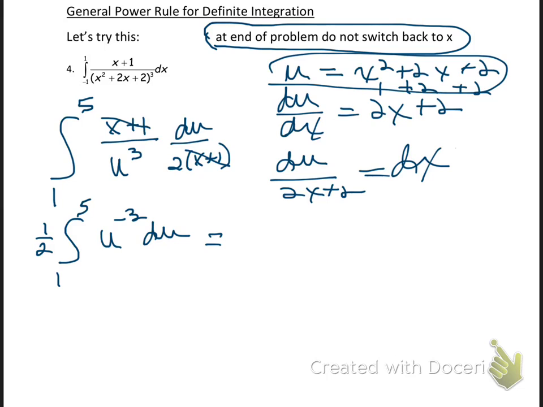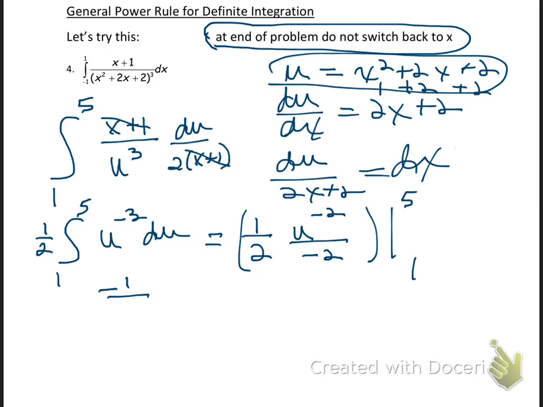So that's going to equal, the 1/2 comes back now. I have u, if you add a positive 1 to negative 3, I get a negative 2. And then I divide by negative 2. And I'm going to evaluate all of this from 5 to 1. But first I'm going to clean it up a little bit. So what I am seeing is that I have negative 1/4. I'm going to put my u squared in the denominator.